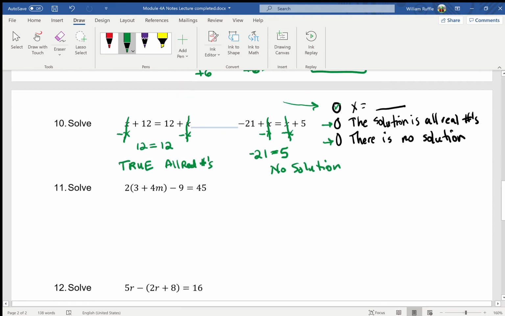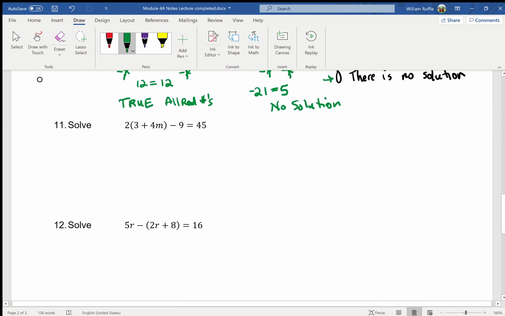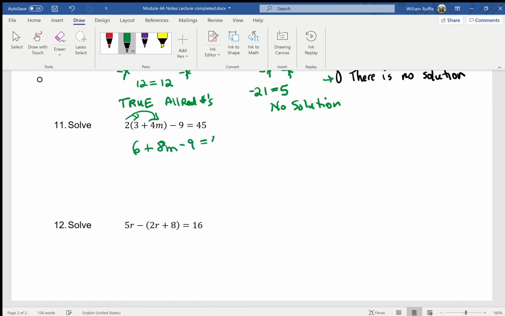This next one here, we're now starting to bring in a couple different units here. Unit 3, we learned how to distribute. I'm going to distribute the 2 to each one of these. 2 times 3 is 6. 2 times 4m is 8m. Minus 9 equals 45. I always try to combine like terms first.